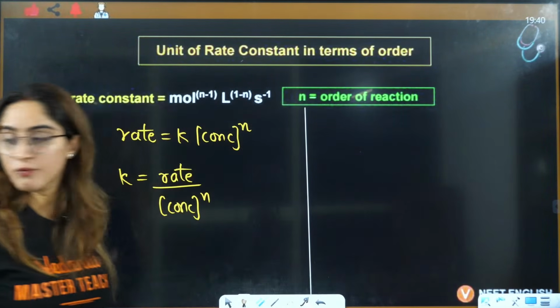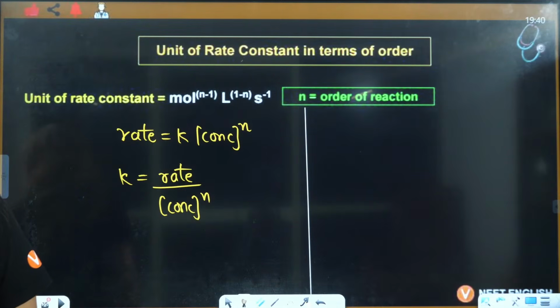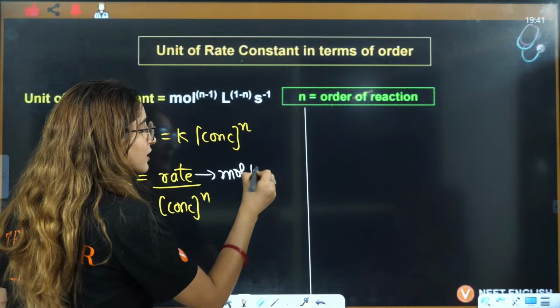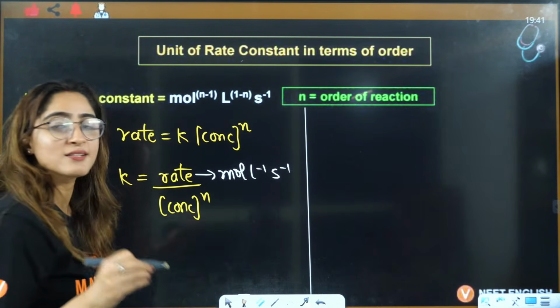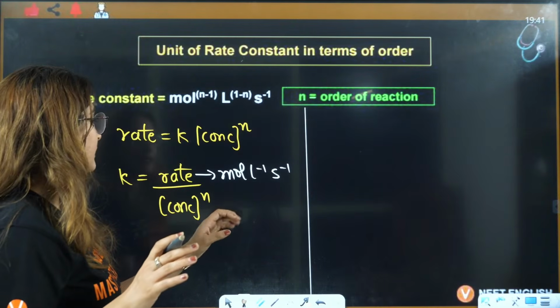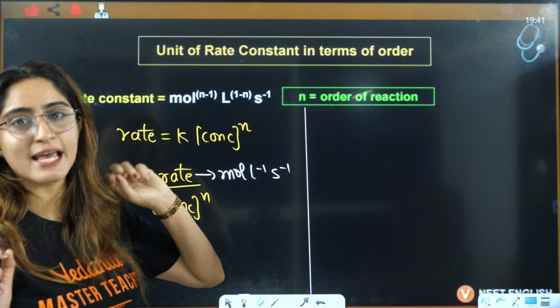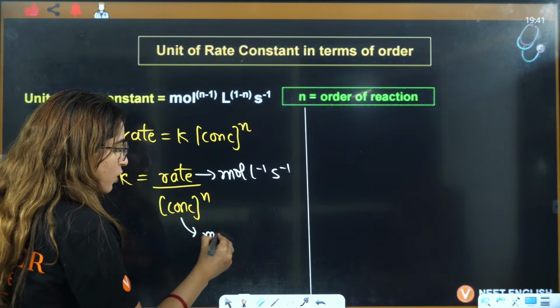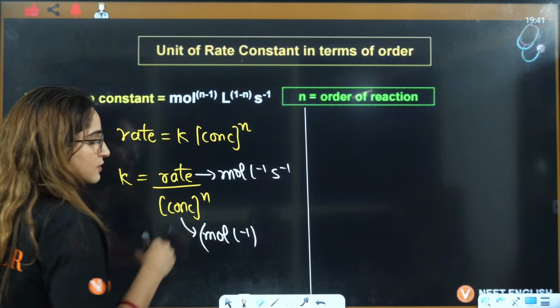Now you need to tell me what is the unit of rate. Everybody, I can't see even one person who is writing here. What is the unit of rate? Yes, that is the definition. What is the unit of rate? Unit of rate, I have told you, is mole per liter per second. That is the unit of rate, if concentration is in molarity and your time is in seconds. And we know that concentration is mole per liter.